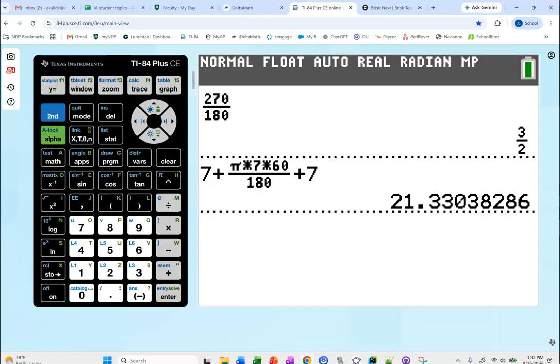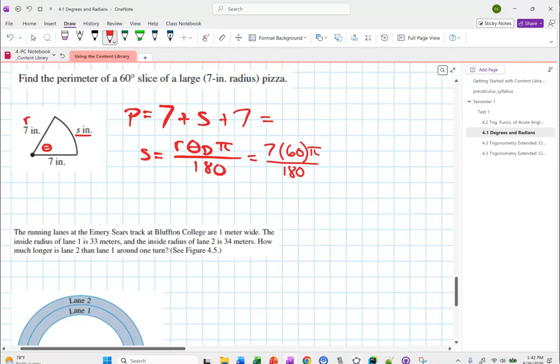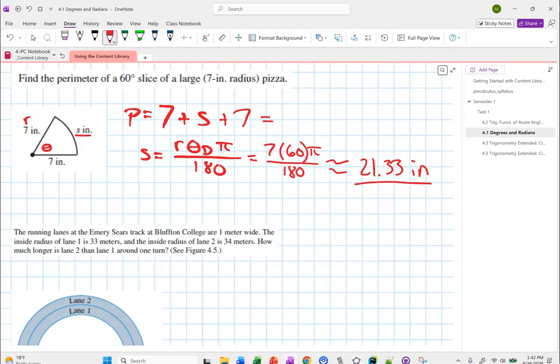Everybody feel okay there? See lots of people typing it in for themselves. And I think the unit there should be inches, right? Because the radius was in inches.